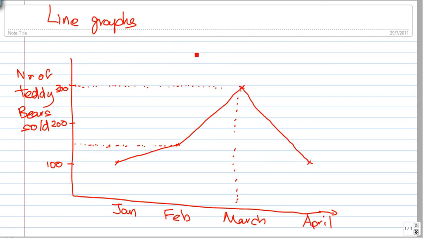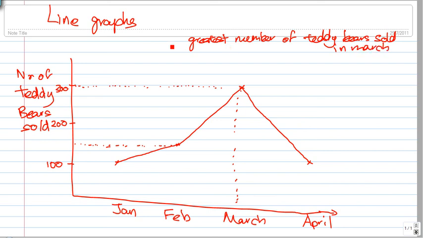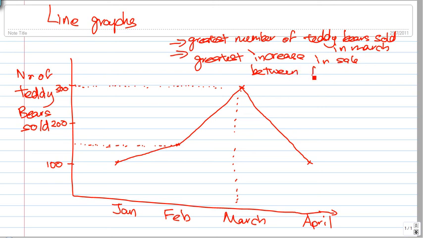So let me just write down here, greatest number of teddy bears sold in March. And the greatest increase in sale was between Feb and March. Alright, so there you have it.